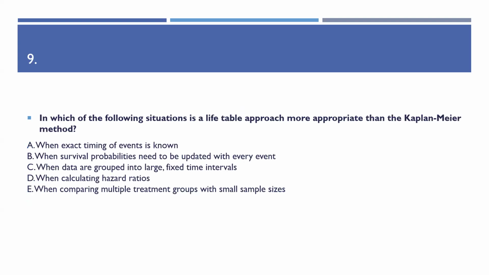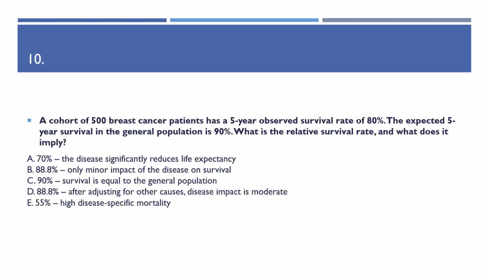MCQ number 9. In which of the following situations is a life table approach more appropriate than the Kaplan-Meier method? A, when the exact timing of the event is known. B, when survival probabilities need to be updated with every event. C, when data are grouped into large fixed time intervals. D, when calculating the hazard ratio. E, when comparing multiple treatment groups with a small size. Yes, C is the right option.